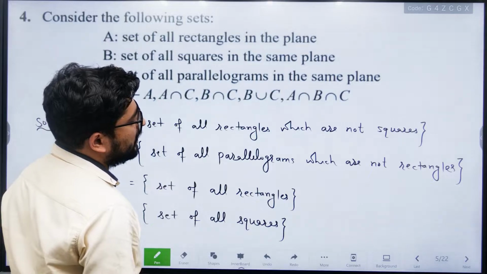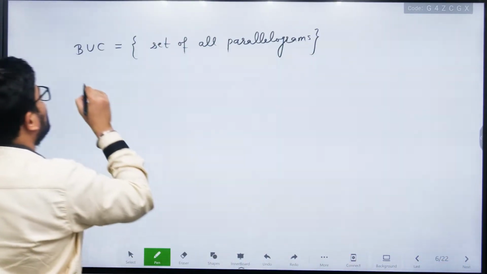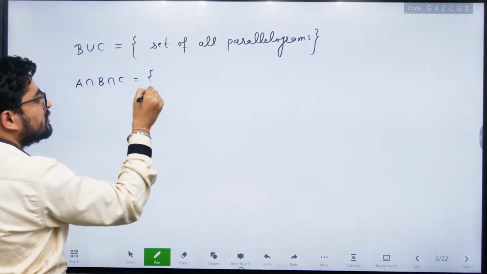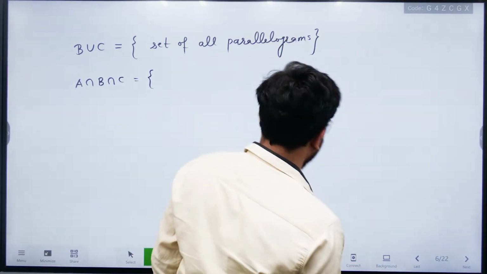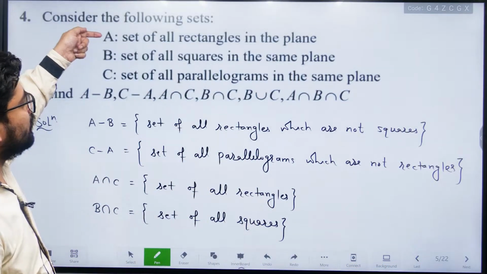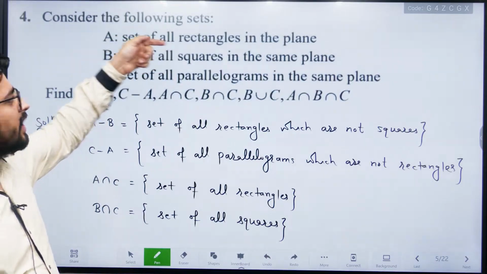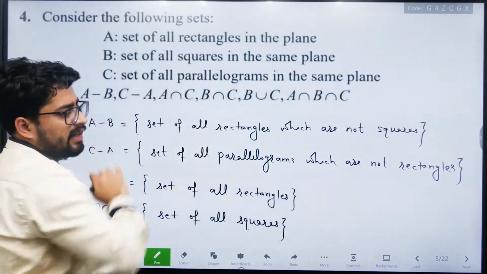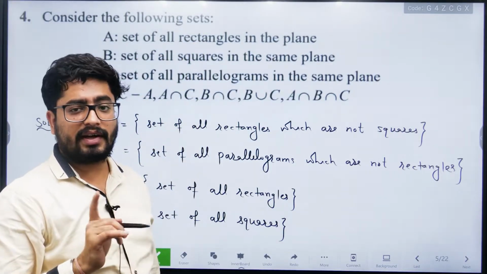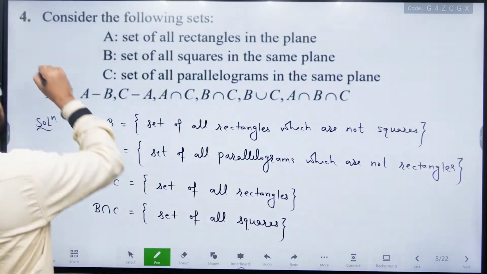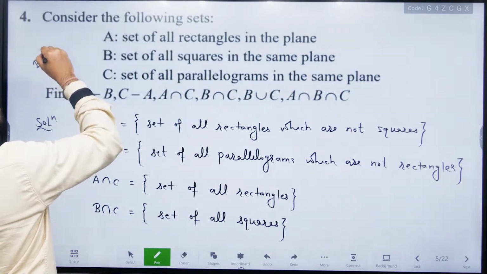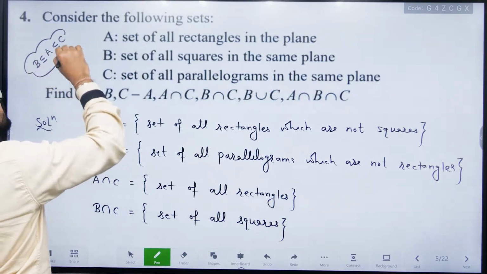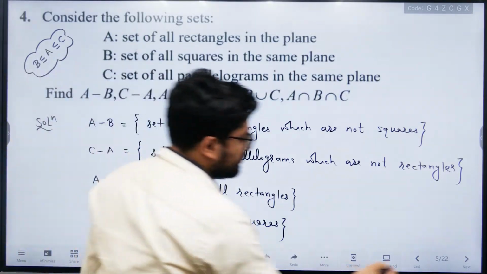That is A intersection B intersection C. So A intersection B intersection C is what? We know A is the set of all rectangles, B is the set of all squares, C is the set of all parallelograms. So we know every square is a rectangle. Yes, every rectangle is not a square, but every square is a rectangle. So B is a subset of A. We know B is a subset of A and A is a subset of C. So A intersection B intersection C is what? That's B, the set of all squares.